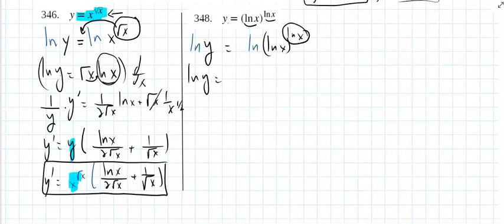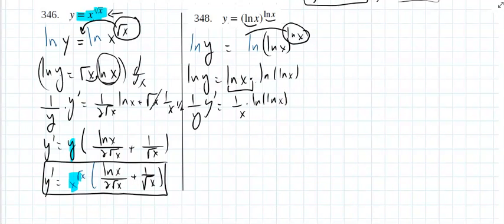Property of logs, the third property, I could move that up front. And now that becomes multiplication. Instead of power, now these are multiplied. When I say take a derivative, you'll say, all right, well, derivative of the left, 1 over y, y prime. The product rule. Derivative of the first is 1 over x times the second plus the first. Now, derivative of the second is going to be a bit messy, just a bit. Derivative of a log is 1 divided by the argument times derivative of the inside, which is 1 over x.